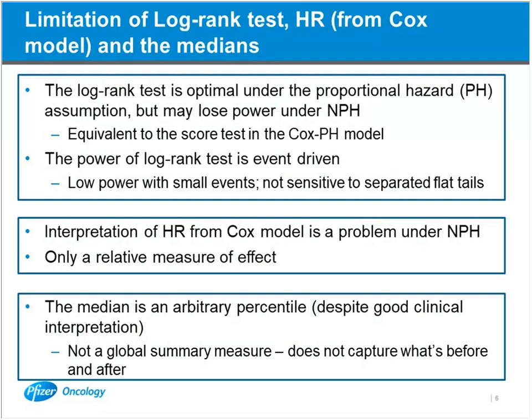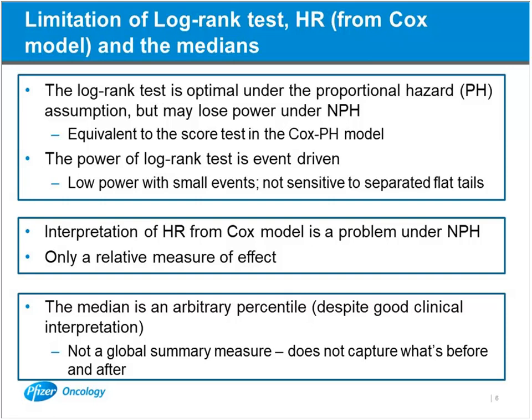Although the log-rank test is non-parametric and does not rely on the proportional hazard assumption, it is equivalent to the score test in the Cox proportional hazard model. So it is optimal under the proportional hazard assumption, but may lose power if the assumption is substantially deviated. The log-rank test is an event-driven test, so the trial can be underpowered without enough number of events. And the test is not sensitive to flat tails of the Kaplan-Meier curves where there are few events.